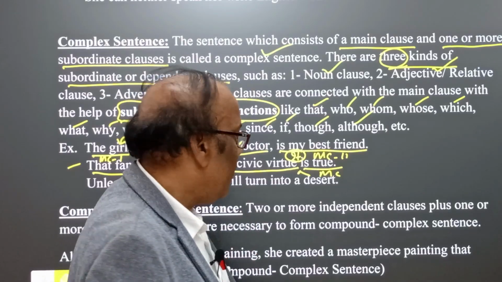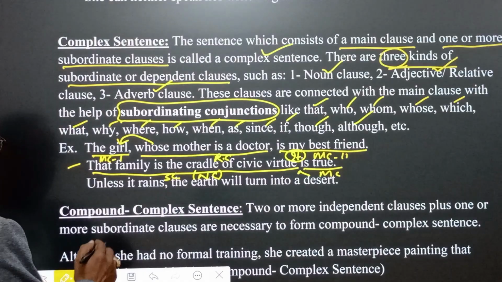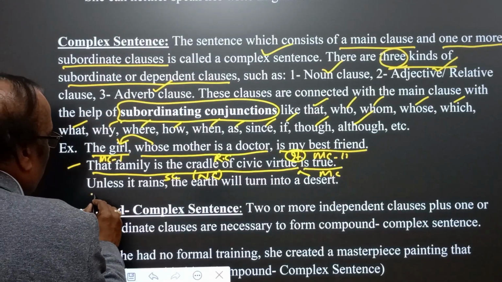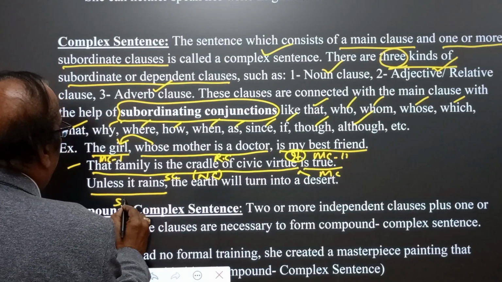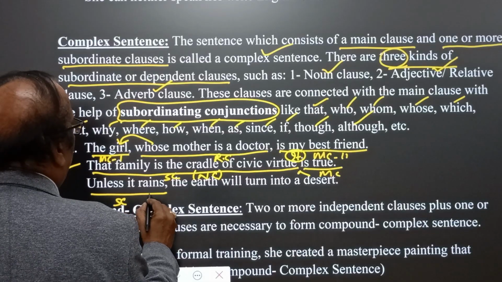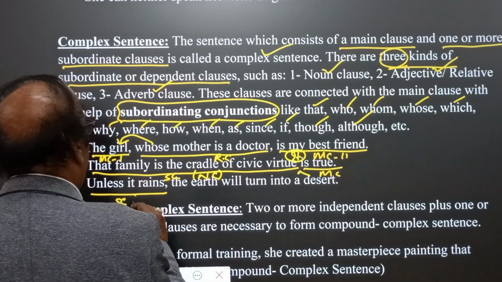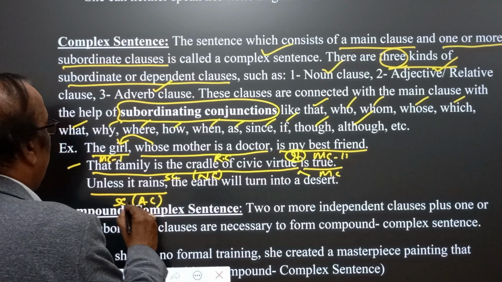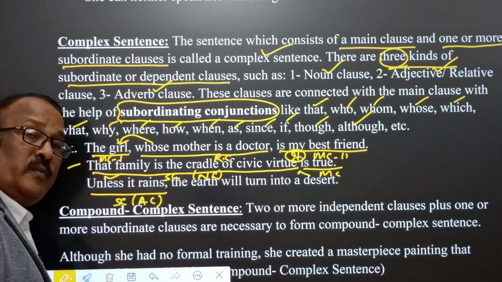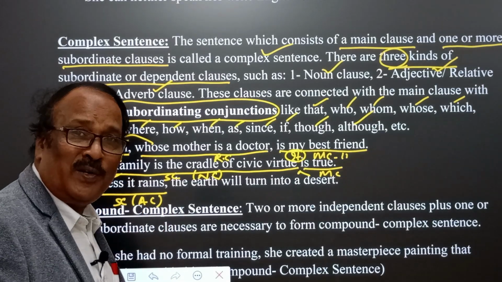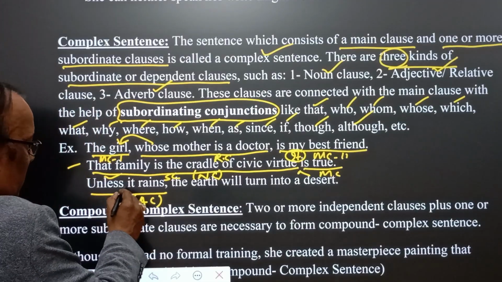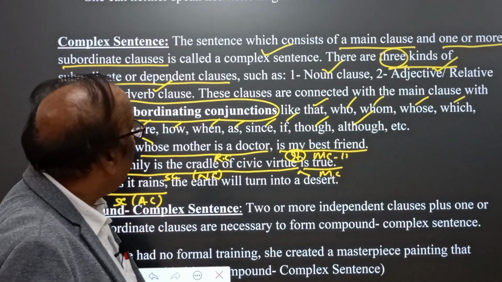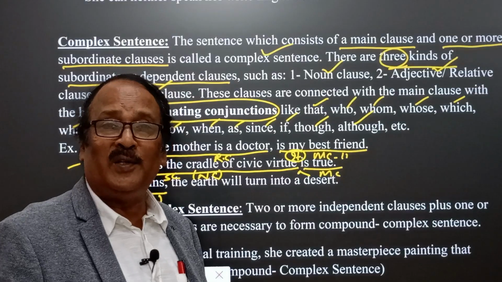Okay, now come next: unless it rains. Here we find unless it rains is a subordinate clause. It is an adverb clause, because unless is a negative adverb, meaning if not. Unless it rains, the earth will turn into a desert.